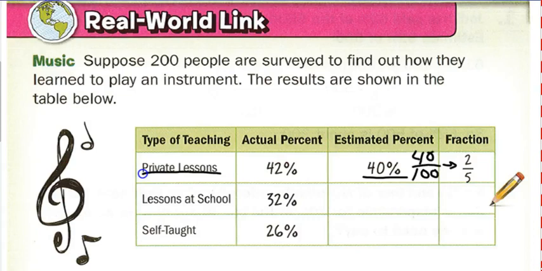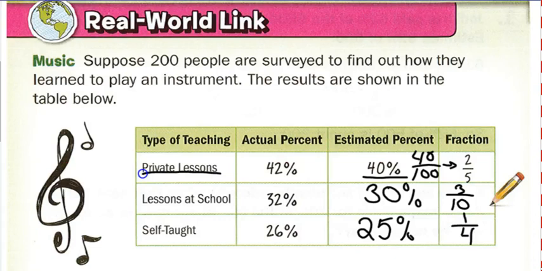All right. So how many get their lessons at school? Well, 32% get their lessons at school, which, if we were to estimate that, I'd make that 30%. Well, what's 30% as a fraction? That's 30 per 100, which reduces down to 3/10. And then lastly, the self-taught section, that's 26% of people. Well, let's round that down to a nice easy 25%. And what's 25%? Well, that's a quarter. So that's 1/4. An easy one.